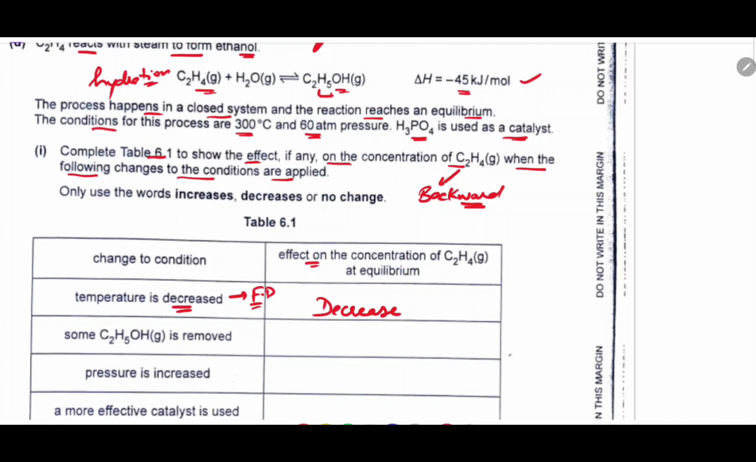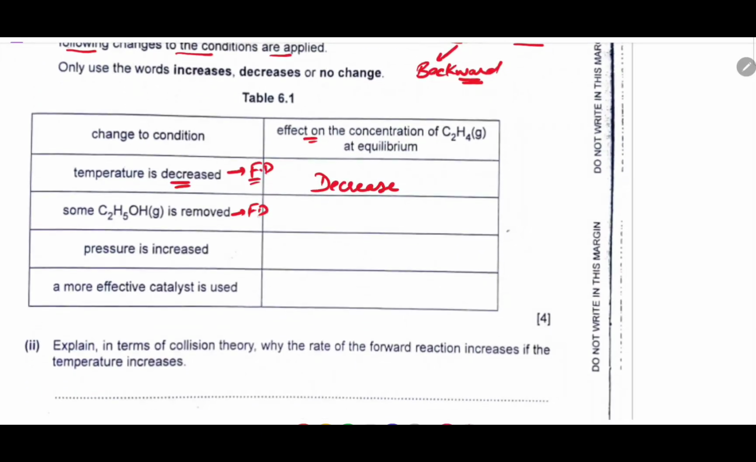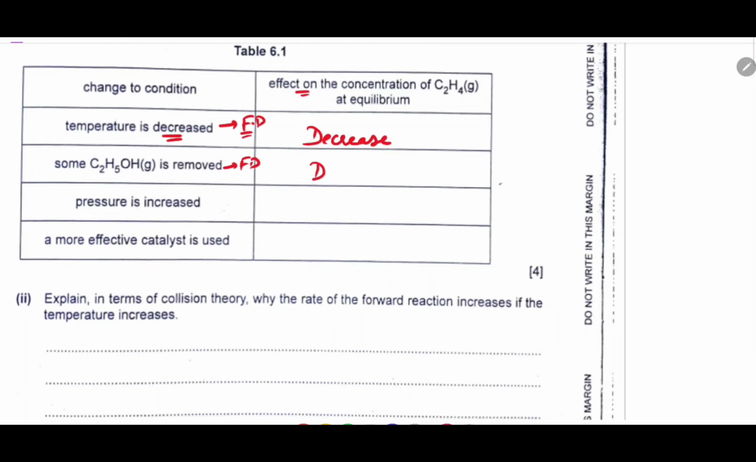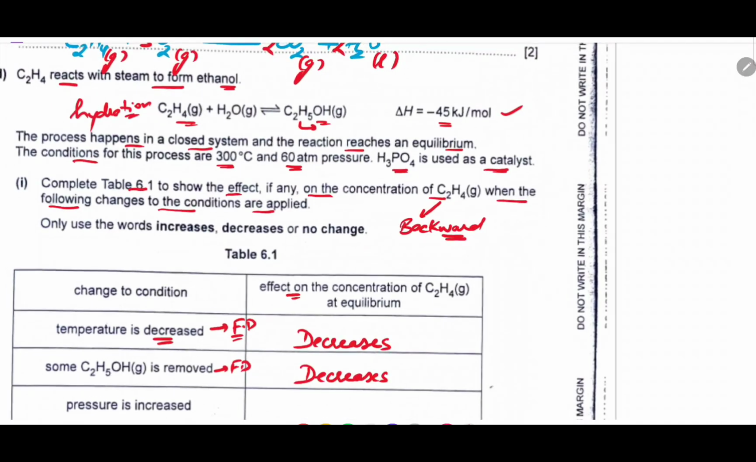Next part: some C2H5OH is removed. I am removing this product, ethanol. When you remove the product, the reaction again moves in the forward direction, so the concentration of C2H4 decreases. Okay, pressure increases. As we can see, these are all gases, and here there are 2 moles, 1 mole plus 1 mole, of gases. Here it is 1 mole of gas.